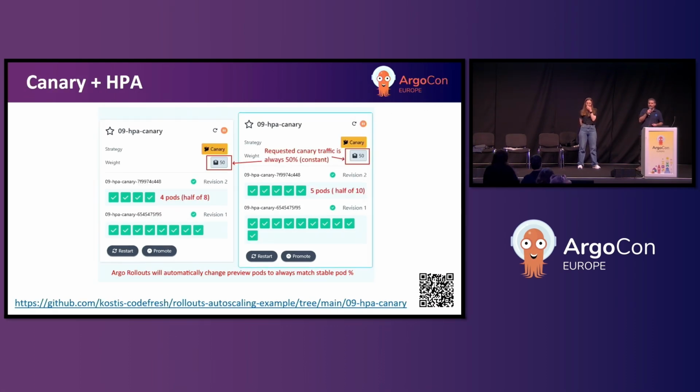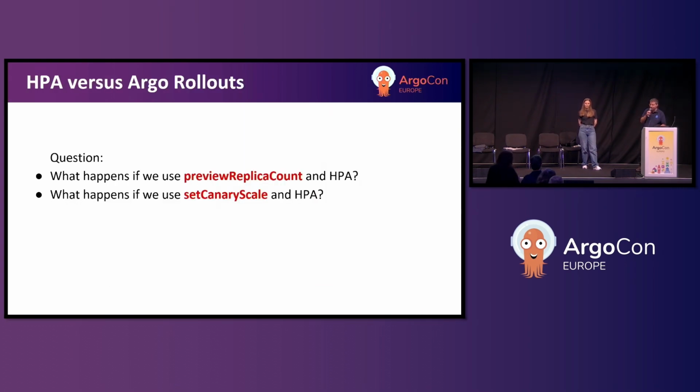Same thing with canary. So here I'm in the middle of a canary where I'm sending 50% of traffic to the new pods. So normally Argo Rollouts says preview pods should be half of stable pods. And again, they both work together. HPA on the left says that you need 4 for preview and 8 for stable. Then I increase my memory load. So HPA says you need 5 for preview and 10 for stable. So this is how it works out of the box.